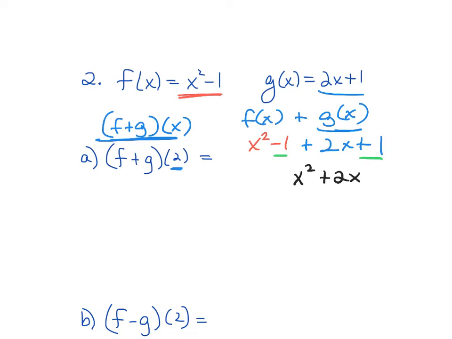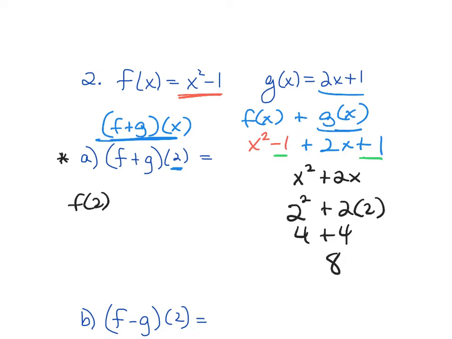Now for the real question here, they're telling me to take 2 and plug it in for x. You can either simplify it first like I just did, and then take the 2 and plug it in for x, follow order of operations, and get 8. Or you could take the functions individually. First find f of 2, and then find g of 2.